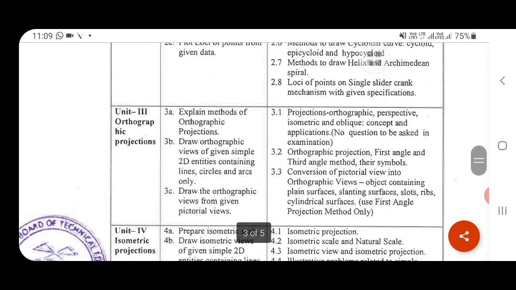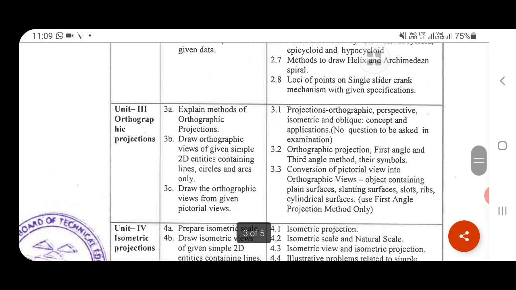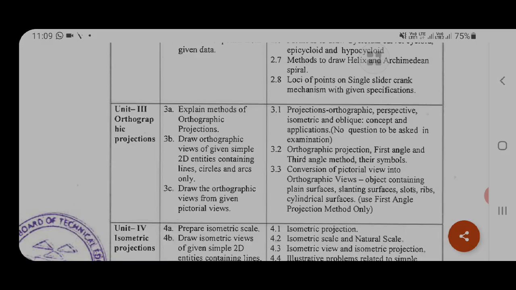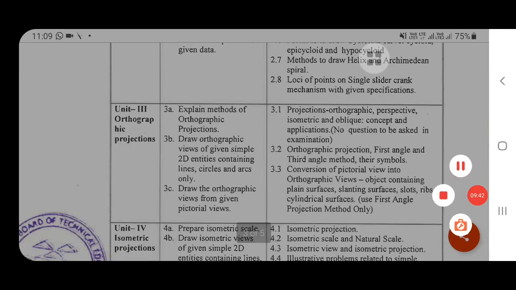So next is unit 3, orthographic projection. There are the unit outcomes. Next is orthographic projections, isometrics, concepts and their applications. Orthographic projection, first angle and third angle method, their symbols, conversion of orthographic into pictorial views. There are many problems in this. You solve at least 10 to 12 problems, and out of these solve some in sheets. So convert 3D into 2D. This is orthographic projections. So write down.